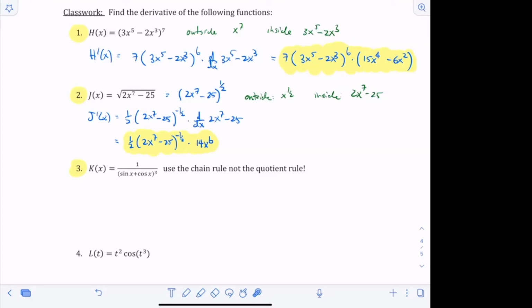So I'm not sure if I gave enough time for number 3, but you can follow along if you weren't able to finish it or start it. So I'm going to rewrite this as sine of x plus cosine of x to the -3. What's the outside function in this case? If you haven't tried it, what's the outside function?